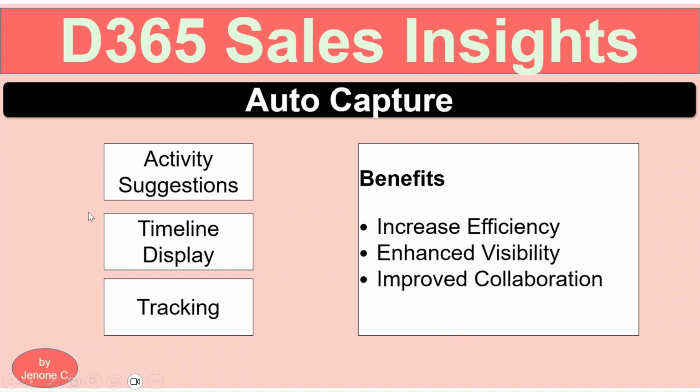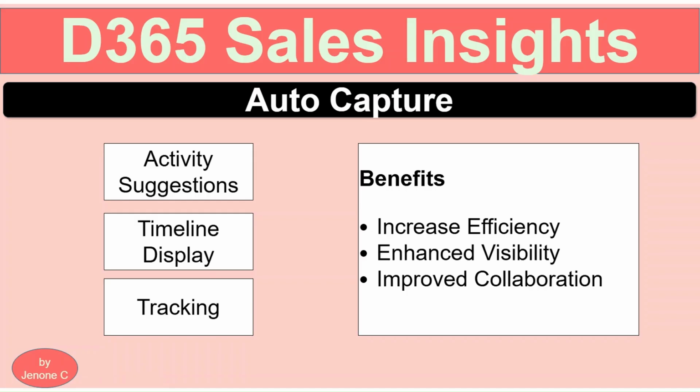These are all the different features available within auto capture: activity suggestions, timeline display, and tracking. Activity suggestions: here, auto capture provides suggestions for up to 50 recent emails and meetings from the last 3 days in your Outlook account that are related to the primary contact for the leads, opportunity, or any other sales records in Dynamics 365.